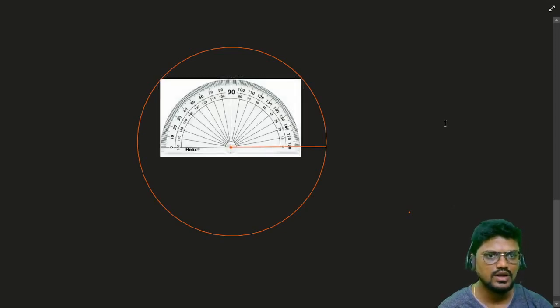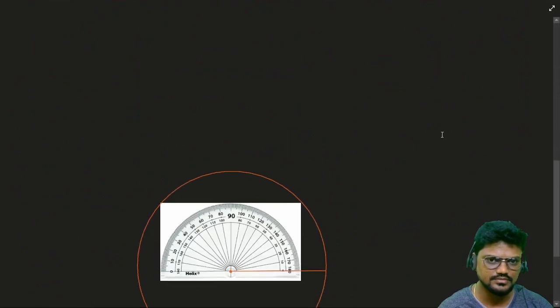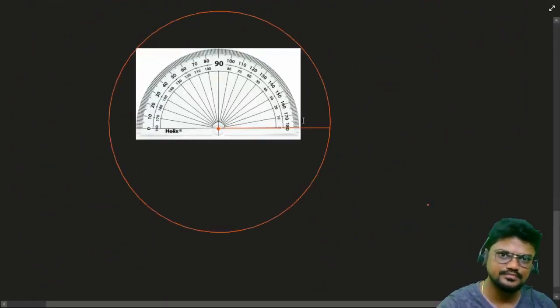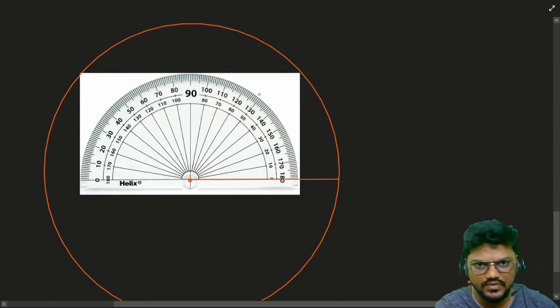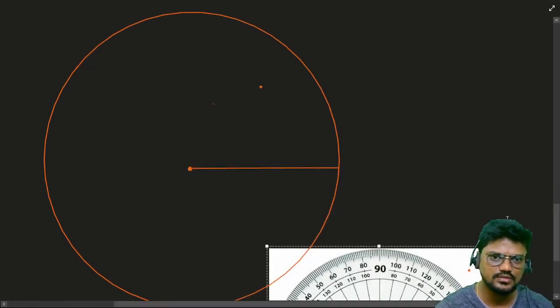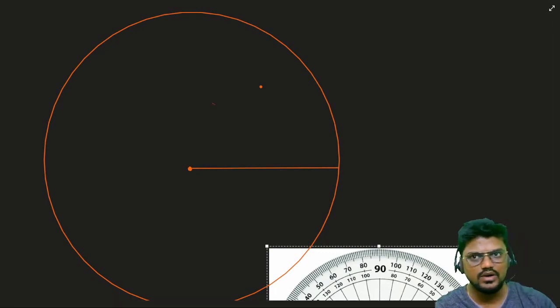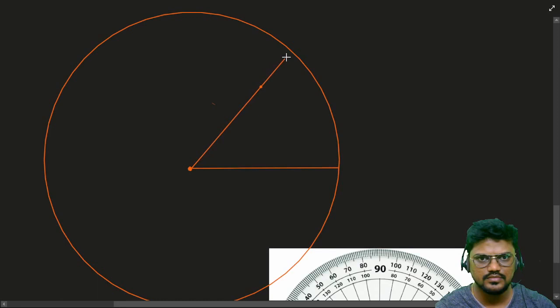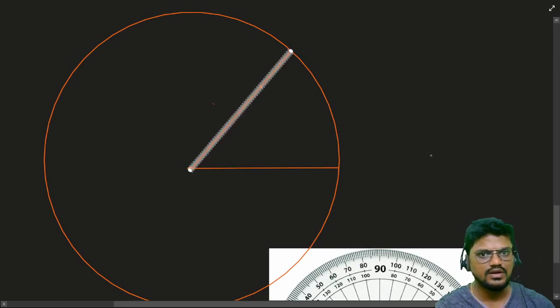Done. Now what I have to draw? I have to draw 50 degree. So where is the 50 degree point over here? You can see the 50 degree point is over here. You will start from 0, 10, 40, 50. So I'll put a point over here. Now I'll remove this D. Now whatever point I got, I will join them. Got it, Rahi?